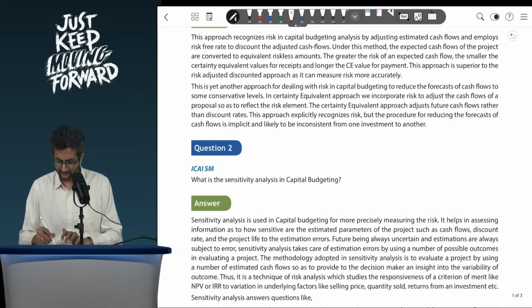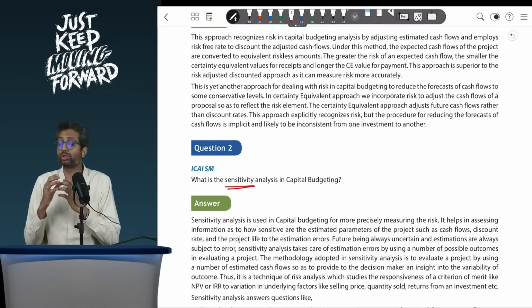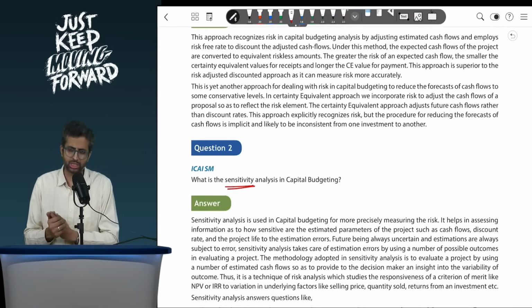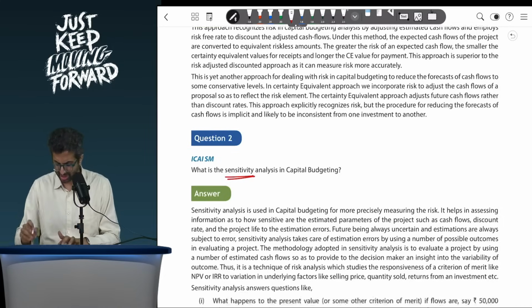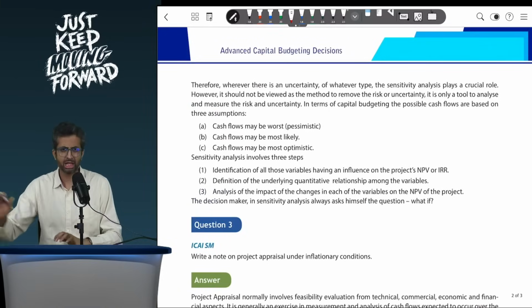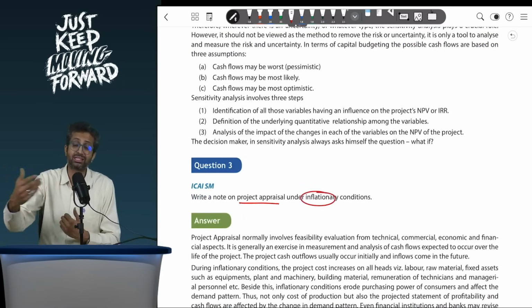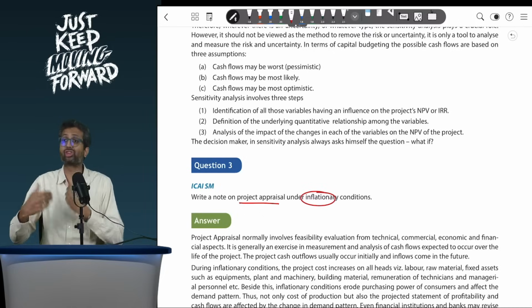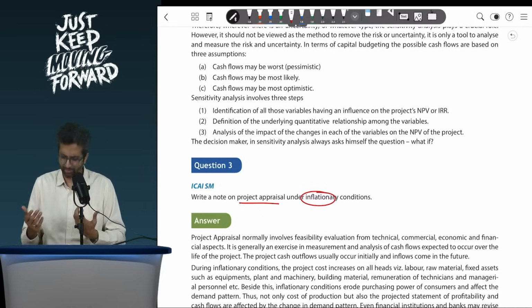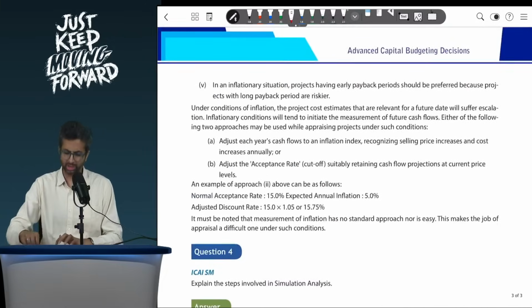That is certainty equivalent. Then there is sensitivity analysis, where you change one factor, keeping all else constant. That is your sensitivity analysis. It can be done in various ways as well. So that is regarding sensitivity, some theory mentioned. This is from the study material directly. Project appraisal under inflationary conditions: if there is inflation, your cash flows will change because of inflation. Your discount rate will change because of inflation. Inflation should be considered. Exchange rates will also have an impact due to inflation. So your project evaluation under inflationary conditions should be considered accordingly.